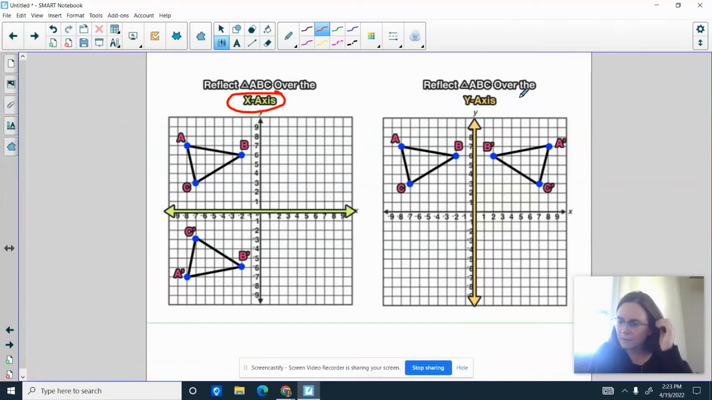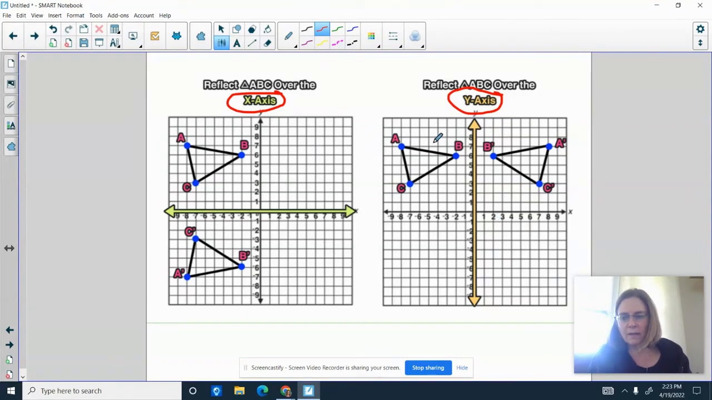All right, over here, when you're reflecting over the y-axis, the hardest thing about this is recognizing which one's the x and which one's the y. So your y-axis is your vertical line. So that's where your mirror is. That's where your image is flipping over. So again, I do the same thing.